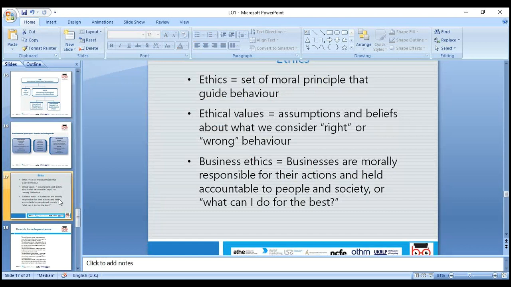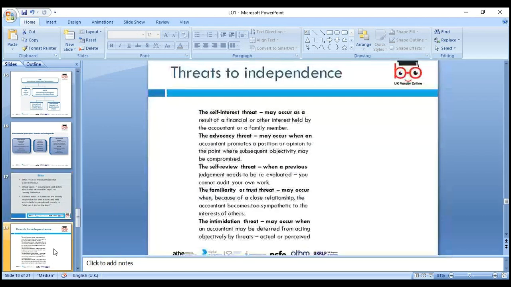So what is ethics? Ethics is a set of moral principles that guide behavior. Ethics are values, exemptions, and beliefs about what we consider right or wrong, and business ethics are normally about being responsible for their actions and held accountable to the people and society. So that's what we need to be focused on, then we'll go through the threats.